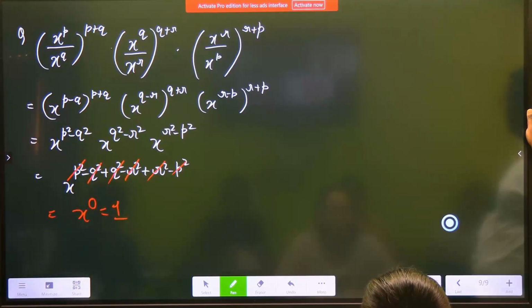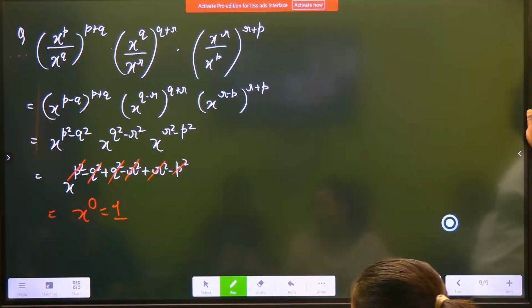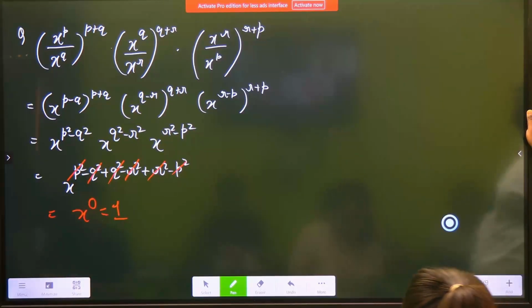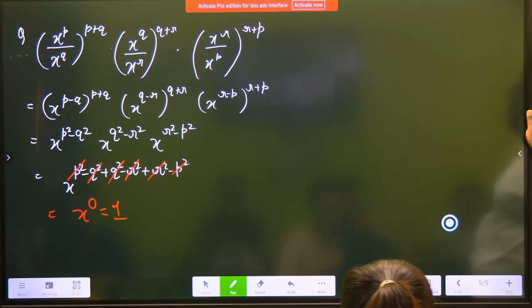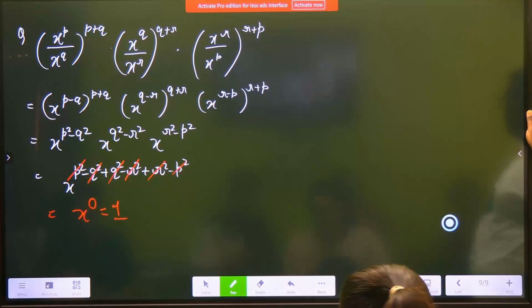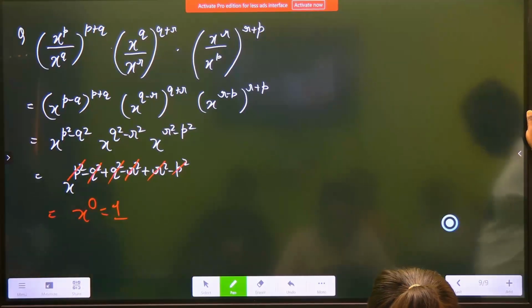And polynomials will be there in grade 10 also. You're just learning chapter 1. So you should be learning it properly. And in 11 onwards, polynomials makes your life easy. So please study polynomials properly. With this, we conclude our class for today.